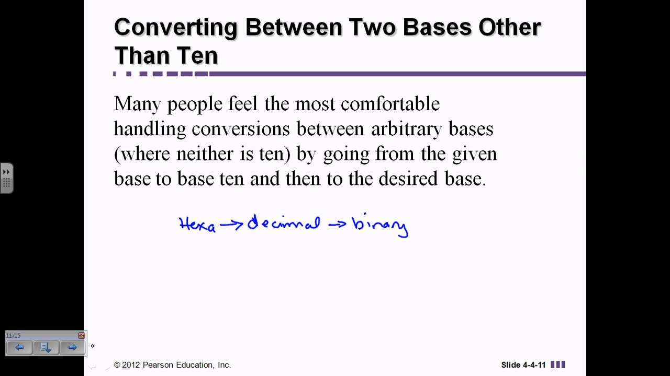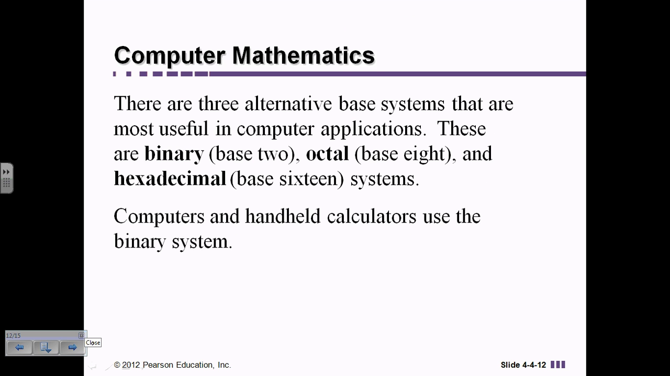Okay, so some of the most common number systems that they use in computer math are binary, which is base 2, octal, which is base 8, and hexadecimal, which is base 16. So in the binary number system, there are only 2 digits used, and it's the digit 0 and the digit 1. In the decimal number system that we're familiar with, we have the digits 0 through 9: 0, 1, 2, 3, 4, 5, 6, 7, 8, 9. In the octal number system, they have the numbers 0 through 7.